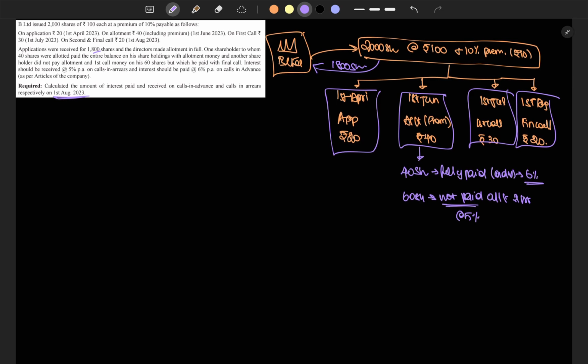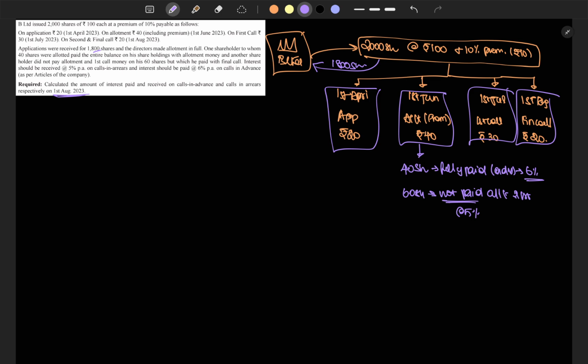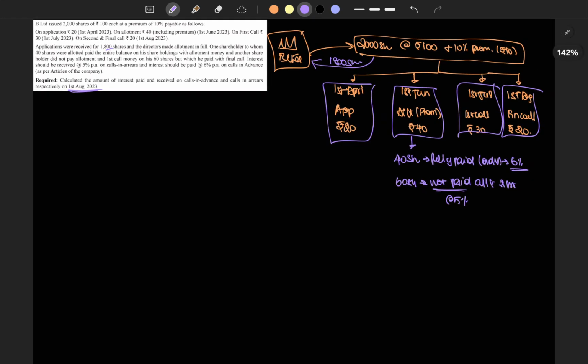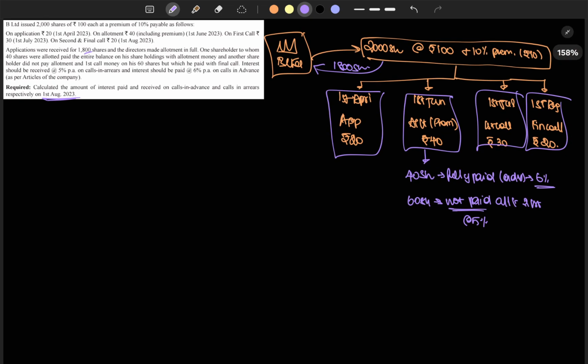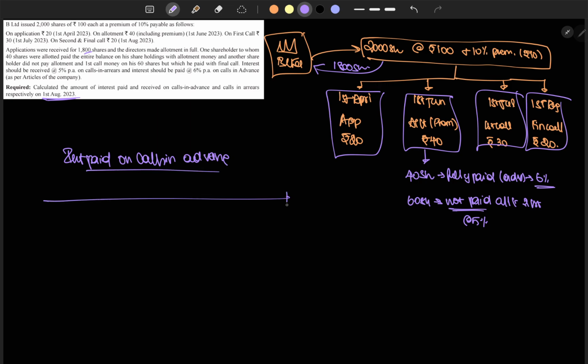In the question they have asked only for the interest paid and received, but we are going to prepare a journal also for this entire sum, and get a grip on this sum. Okay, let's get into this problem. The first thing: interest paid on calls in advance. Let's take this as a timeline.